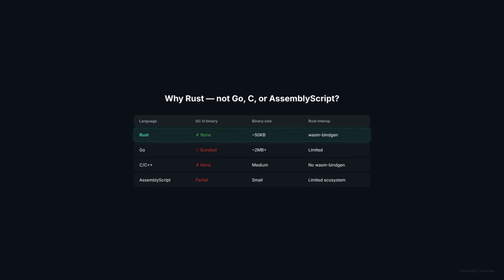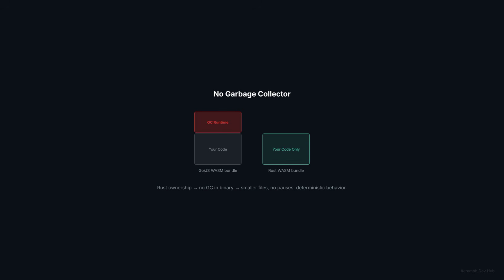Now why Rust specifically? There are other languages that compile to WebAssembly, C++, Go, AssemblyScript. But Rust has 3 advantages that make it the best choice. First, no garbage collector. JavaScript has a GC. Go has a GC. When you compile a language with a GC to WebAssembly, the GC has to come along with it. That means more binary size, GC pauses inside your supposedly high-performance code, and memory that the GC manages separately from JavaScript's own heap.